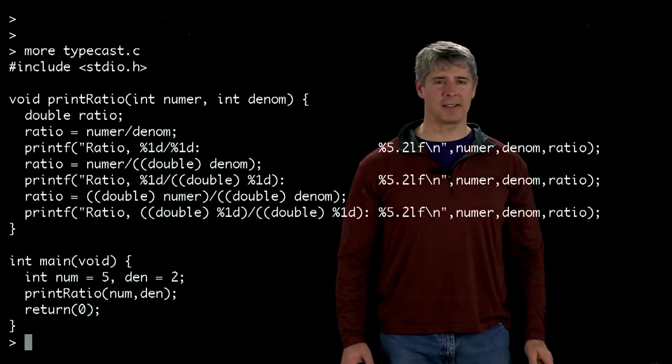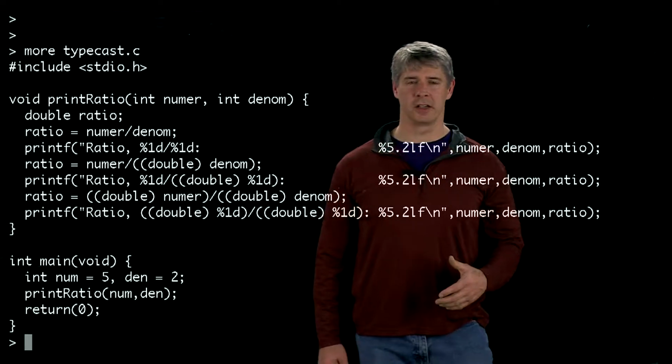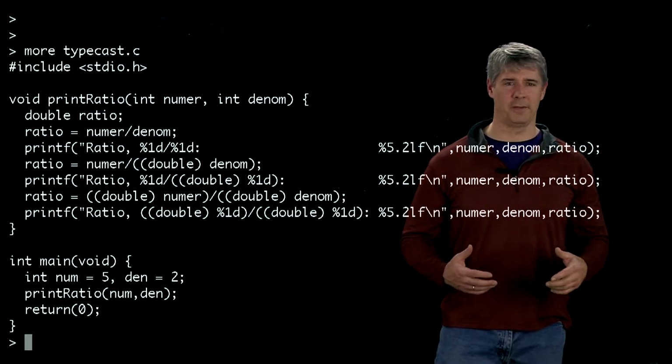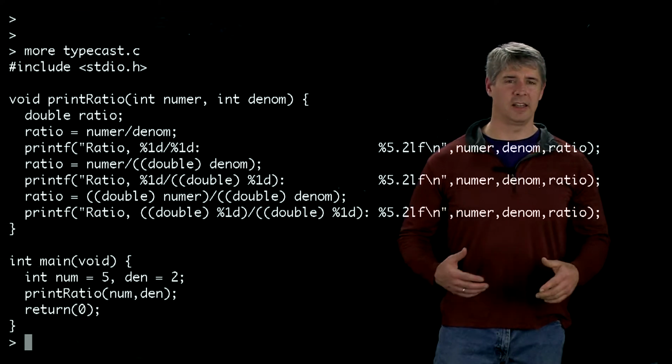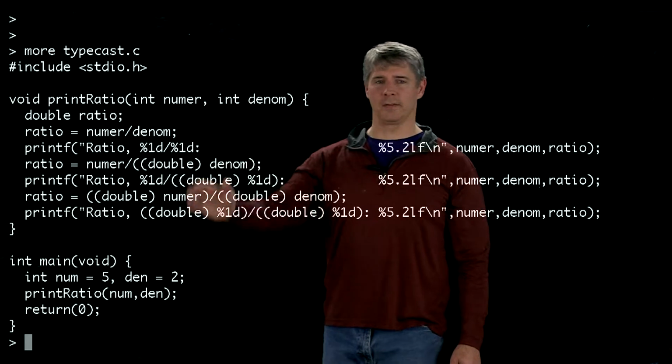The program typecast.c is going to be our first program that uses a helper function. And it's also going to demonstrate some non-intuitive behavior of math in C that you should become very familiar with. Okay. So here's a listing of our program.